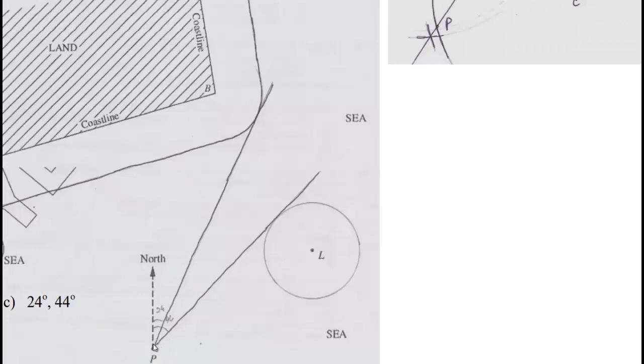Because the ship has to move from point P, and it has to move between the points B and L. But there are two restrictions. The ship should not enter below this line, below this parallel path. It should not come into this region. And also the ship should not enter into the circle as well.